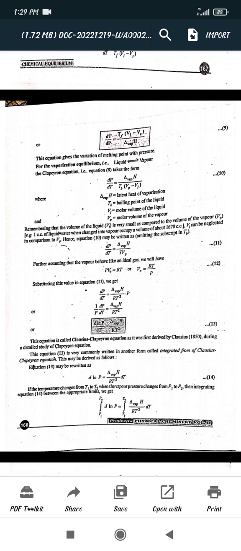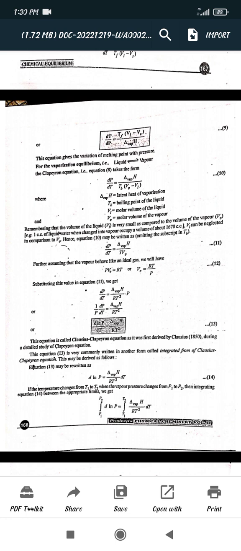For the vaporization equilibrium, when liquid changes into vapor and vice versa, the Clapeyron equation, that is equation 8, takes the form dP by dT is equal to ΔHv by Tb into (Vv minus VL), where ΔHv is the latent heat of vaporization, Tb is the boiling point of the liquid, VL is the molar volume of the liquid, and Vv is the molar volume of vapor.